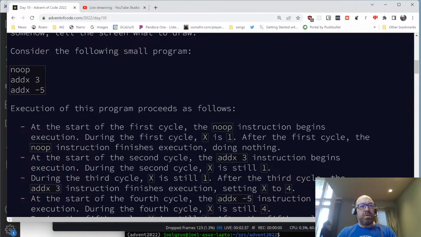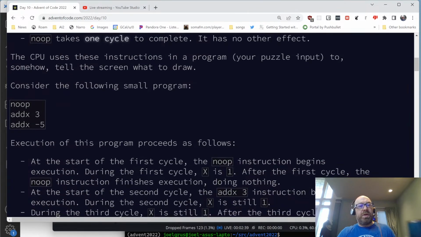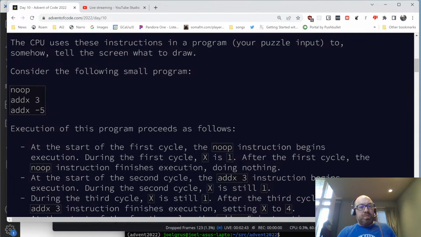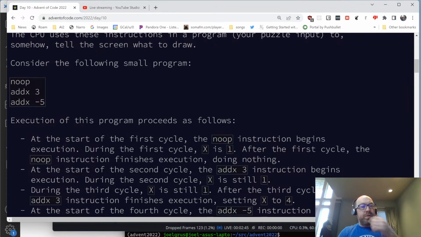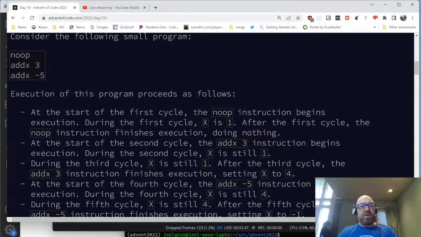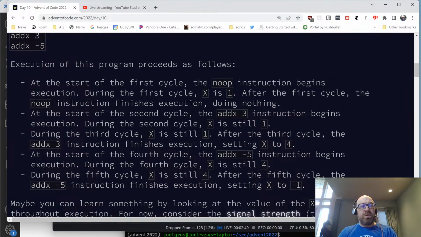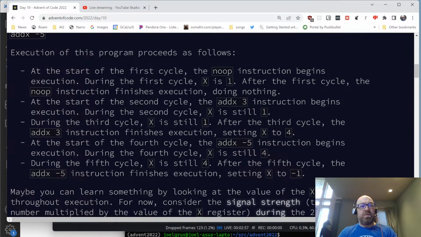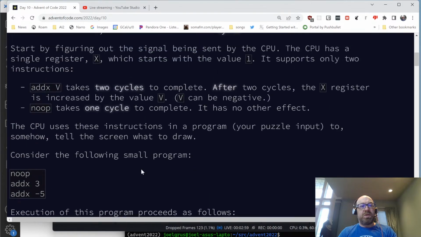Let's think about this again. During the first cycle, X is 1. During the second cycle, X is still 1. During the third cycle, X is still 1. After the third cycle, X is set to 4. At the start of the fourth cycle, the add X 5 begins execution. During the fourth and fifth cycles, X is still 4. After the fifth cycle, it finishes execution.